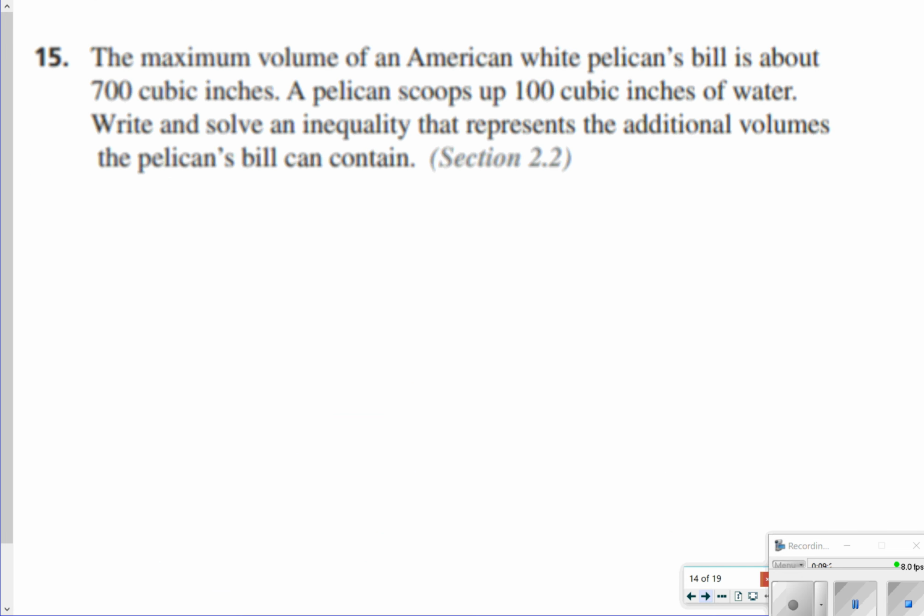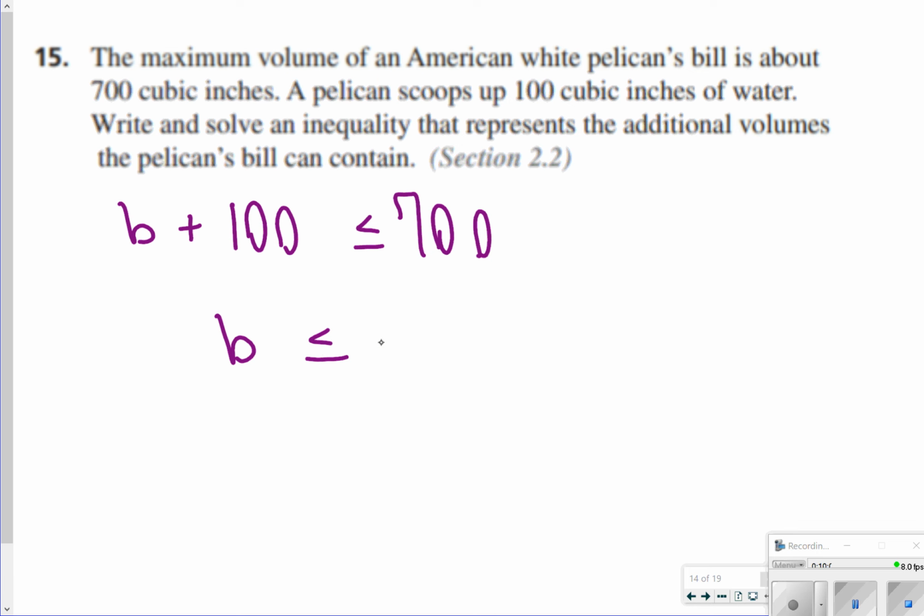For number 15, it says the maximum volume of an American white pelican's bill is about 700 cubic inches. When a pelican scoops up 100 cubic inches of water, write and solve an inequality that represents additional volumes that he can contain. So he can hold up to 700 cubic inches, so I'm going to say something is less than or equal to 700. And right now he's already picked up 100. So how much more can he add to that? So your inequality for number 15 should be B for bill, you can use any letter there too, plus 100 is less than or equal to 700. So he can only hold up to 600 more cubic inches in his bill.